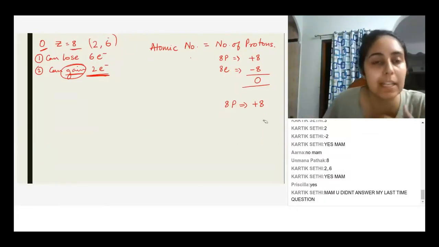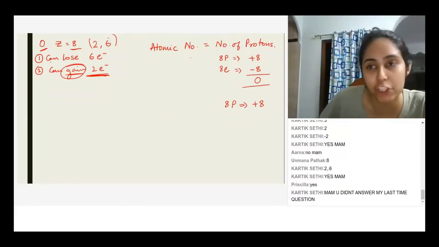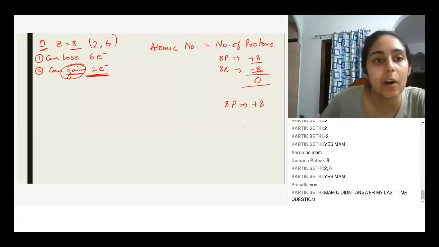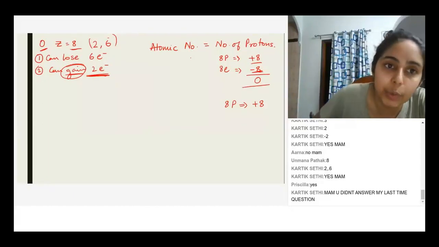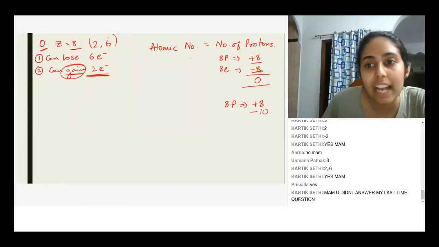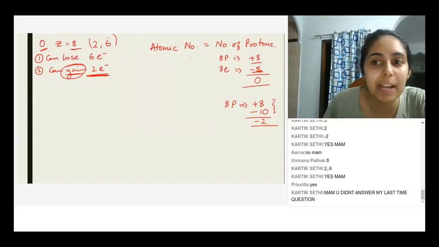As I'm explaining, just answer, okay? How many protons does oxygen have initially? Plus 8. How many electrons? Minus 8. Now I said oxygen has gained 2 electrons, so how many electrons does it have? Minus 10. So when I add these two things, what happens? Minus 2. So did you understand how the valency is minus 2?